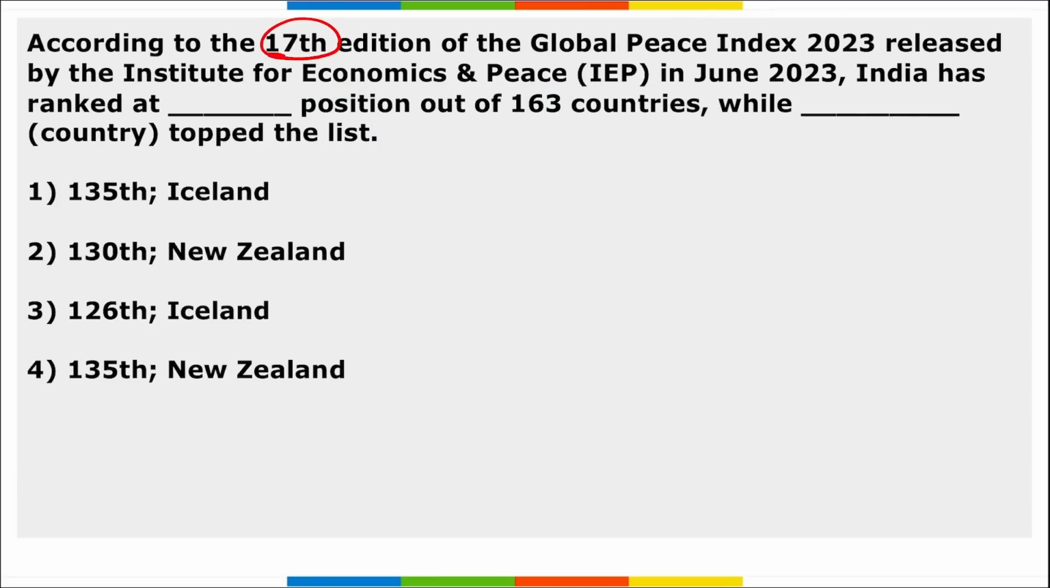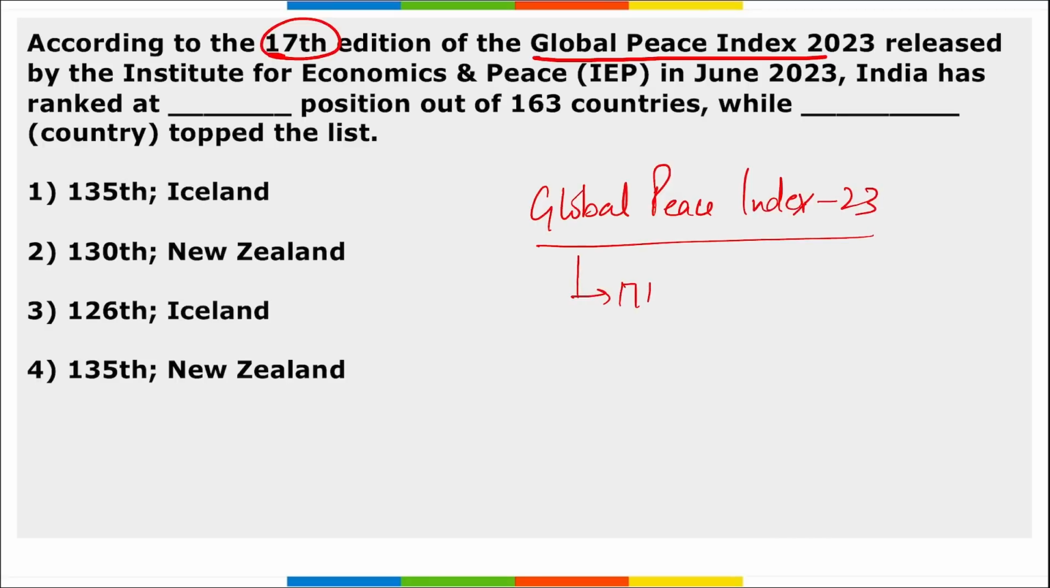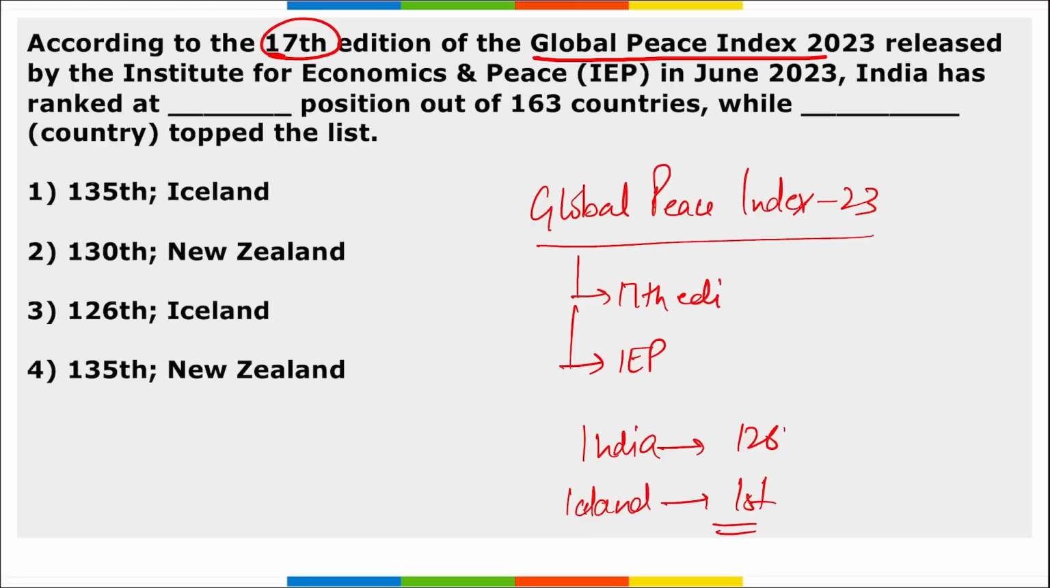Next, the 17th edition of the Global Peace Index. We are talking about the Global Peace Index, right? It is for the year 2023 and it is the 17th edition of this index. This was released by IEP, that is the Institute for Economics and Peace. And what is the rank of India in this particular index? It is 126. And which is the country that secured the top position? It is Iceland. Correct? And remember, since the year 2008, Iceland has been in the first position.